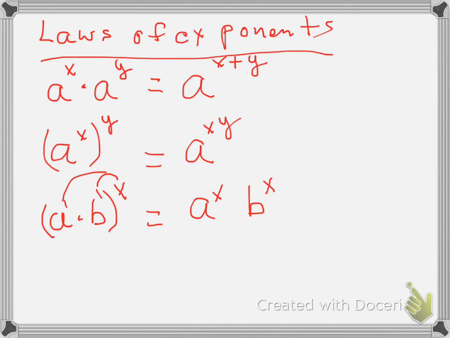Now, anything to the 0 power equals 1. Okay? Now we got a few more here to look at. And one of them is 1 raised to any power is equal to 1. It's an identity. Now, a to the negative 1 is equal to 1 over a. When you have a negative exponent, you move the term to the other side of the division bar, and the exponent becomes positive. All right.